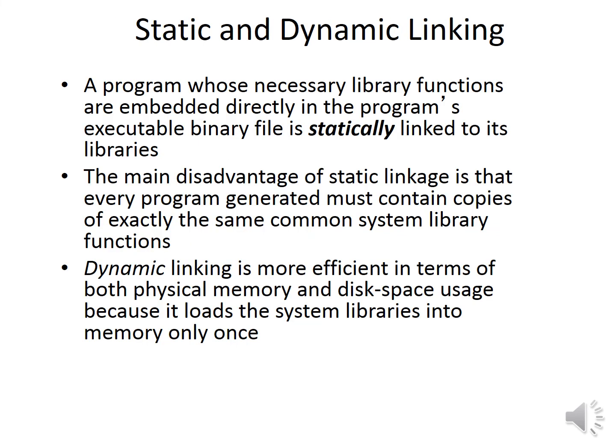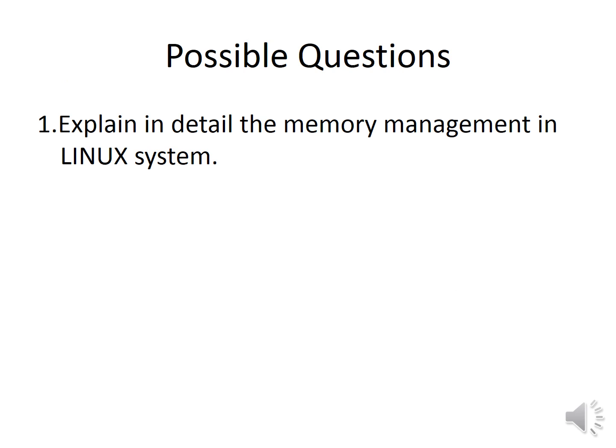Static and dynamic linking. A program whose necessary library functions are embedded directly in the program's executable binary file is statically linked to its libraries. The main disadvantage of static linkage is that every program generated must contain copies of exactly the same common system library functions. Dynamic linking is more efficient in terms of both physical memory and disk space usage because it loads a system library into memory only once.